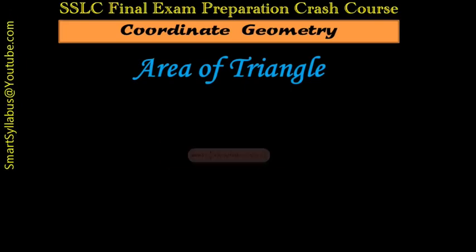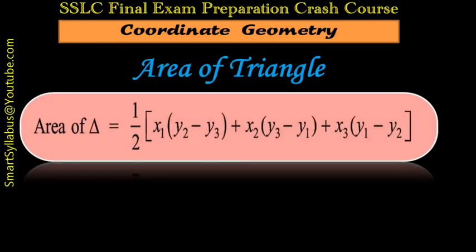This is the formula, students, which we are going to use for calculating the area of triangle. The formula says: area of triangle is equal to half inside the bracket, x1 into the bracket y2 minus y3, plus x2 into the bracket y3 minus y1, plus x3 into the bracket y1 minus y2. So this is the formula. Let's learn a trick to write this formula now.